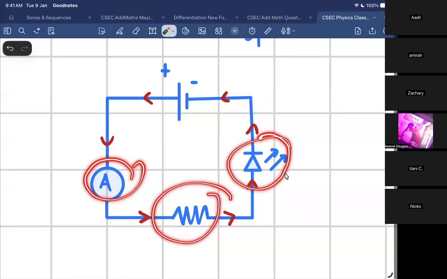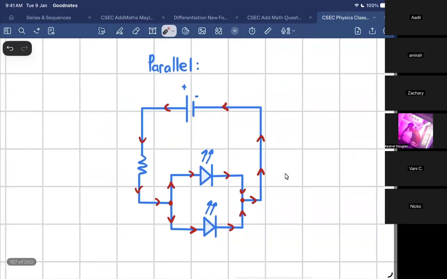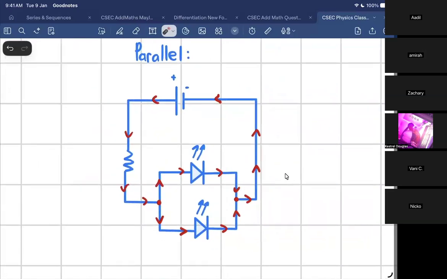And like the series. Yes, that is it. All these components are connected in series because the same current flows through them. Good. Let's look at this circuit now.